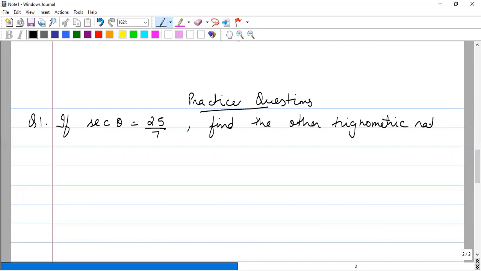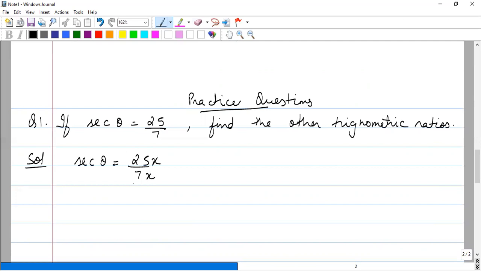All right. We have been given the value of one ratio, 25 by 7, which is sec theta. We have to find the other trigonometric ratios. Other trigonometric ratios mean sine theta, cos theta, tan theta, cosec theta, and cot theta. Now, sec theta is given as 25 by 7. Let us say the common factor between 25 and 7 is x.